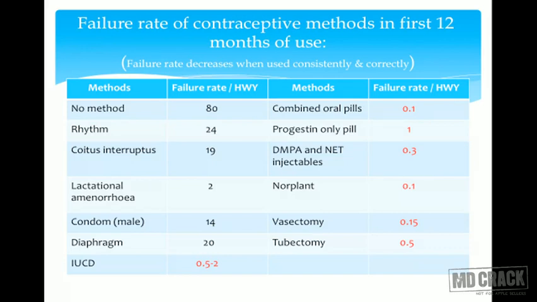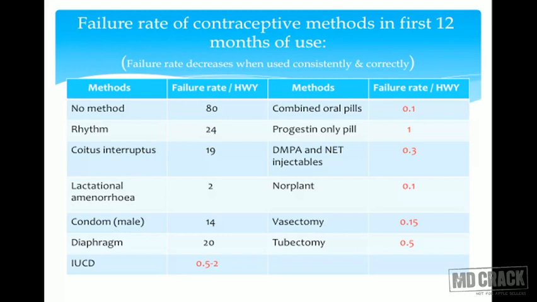Lactational amenorrhea: even though the patient is amenorrheic, we don't know when she will ovulate. Because of that, if ovulation occurs before she gets menses back, there can be pregnancy. So lactational amenorrhea is not a very good method used as a contraceptive. The failure rate is around 2. Condoms are commonly used, but the failure rate is very high, 14 per 100 woman years. Diaphragm, that is a female contraceptive, 20.